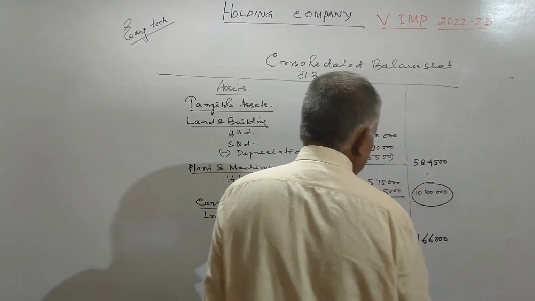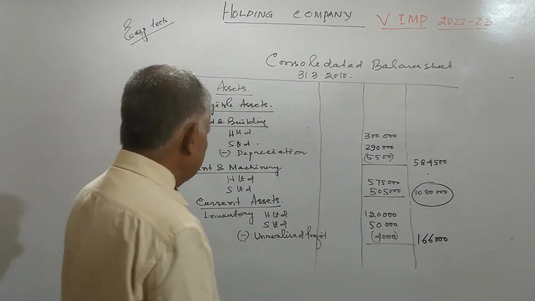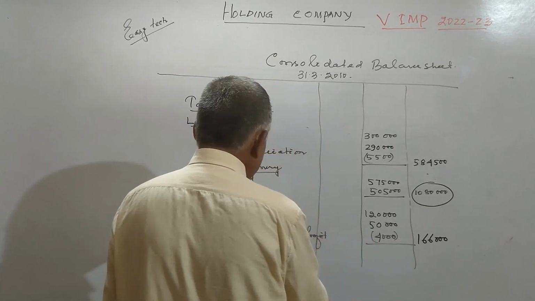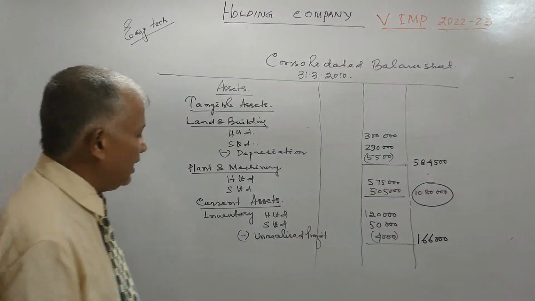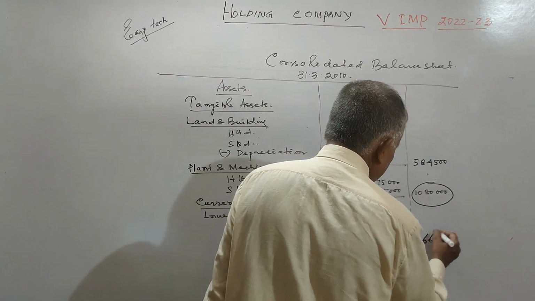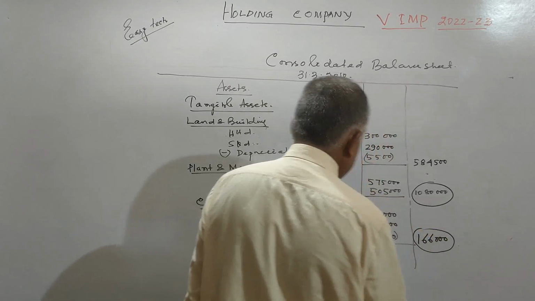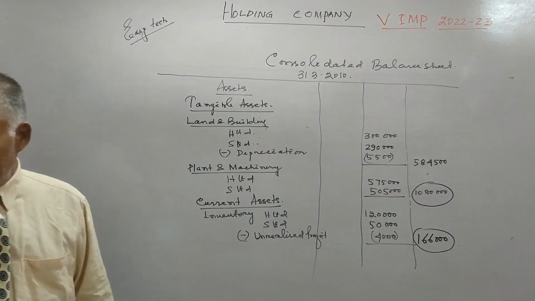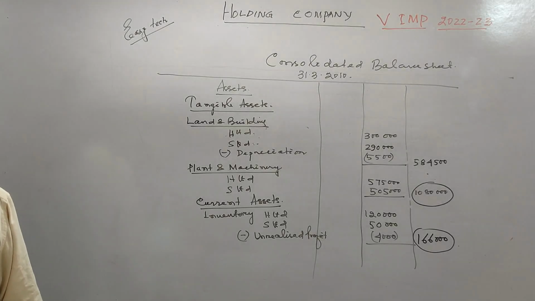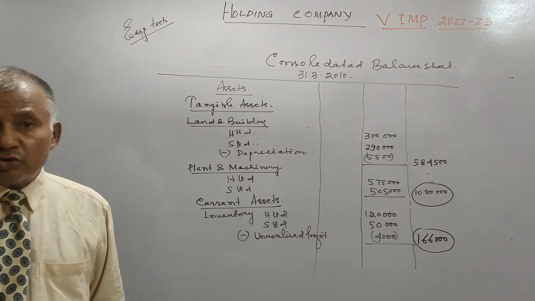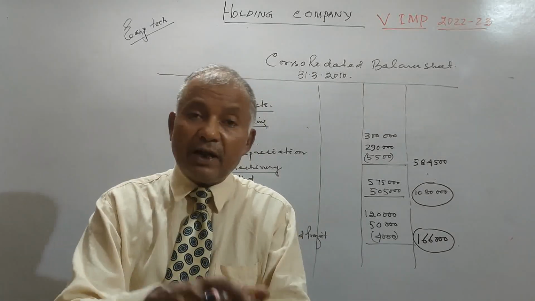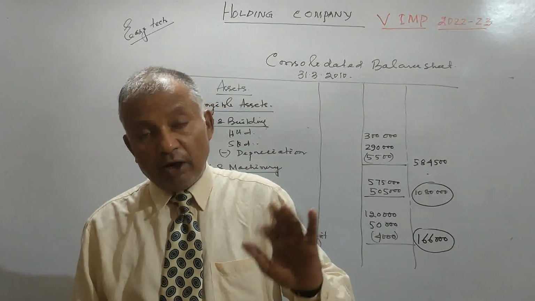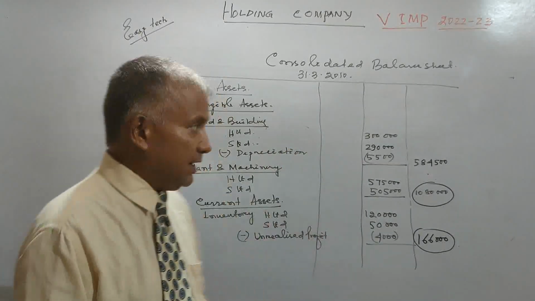Then plant and machinery, H Limited 5,75,000, S Limited 5,05,000. Total comes to 10,80,000. Then inventory, that is stock, H Limited 1,20,000, S Limited 50,000, less unrealized profit 4,000, 1,66,000. So far as unrealized profit is concerned, if you go to adjustment number 4, the stock includes 25,000 in S Limited, which has been supplied by H Limited. Profit is cost plus 25%.